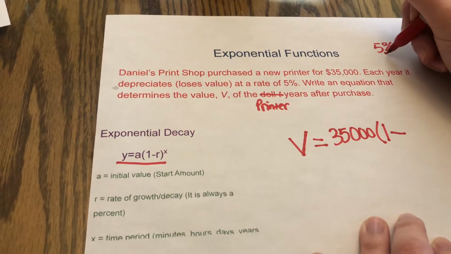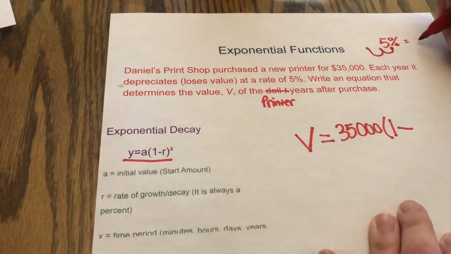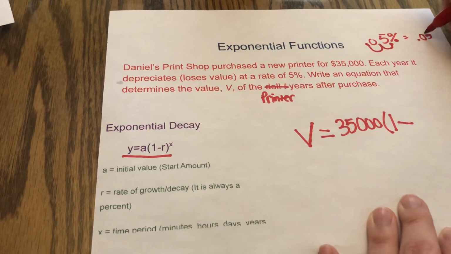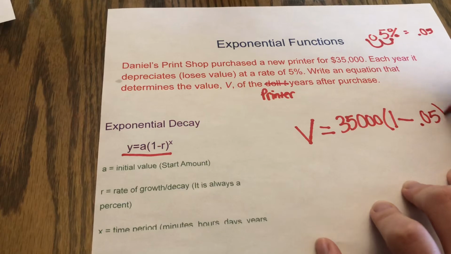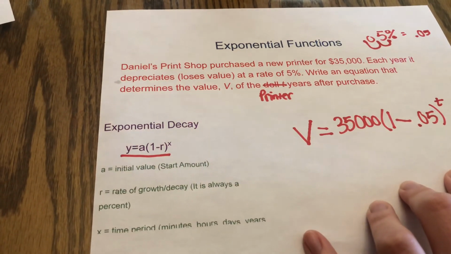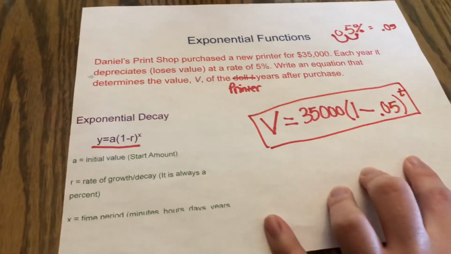Starting with my decimal here, I move it over 2 units. 5% is equal to 0.05. So minus 0.05. Again, t years. So I'm plugging in my t for my x. And that is my final answer.